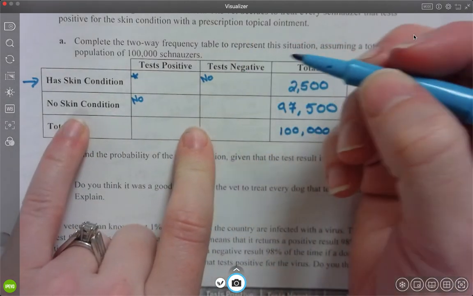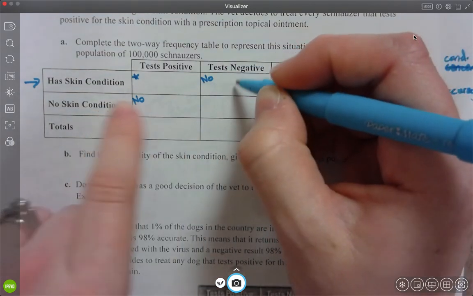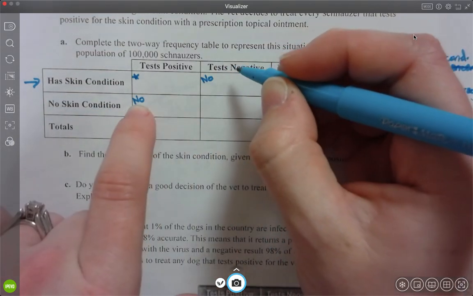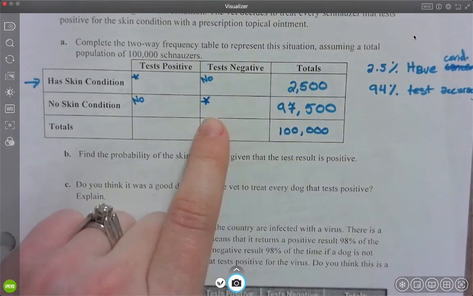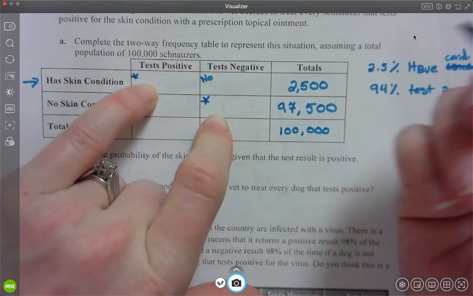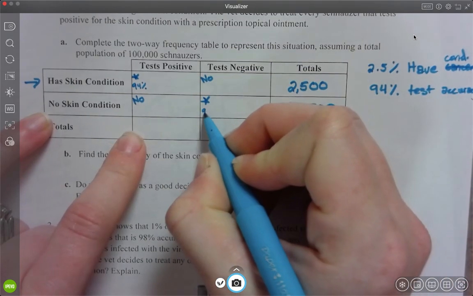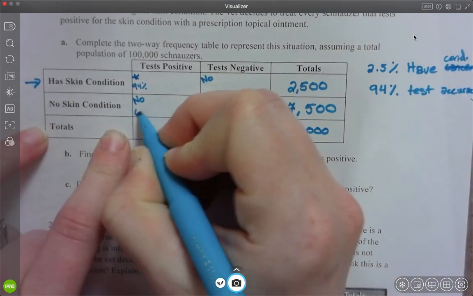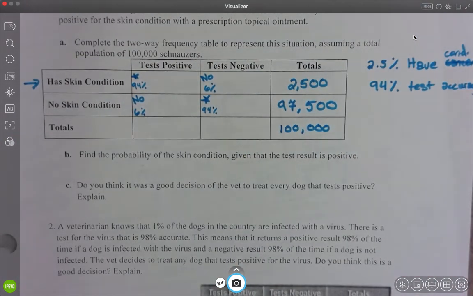And if they don't have the skin condition but test negative for it, where this column and this row come together, no skin condition, those people should test negative. So this is what should happen, okay? Now, the truthful things that should happen, 94% of the time, right? And then 6% of the time, it's going to do what it's not supposed to be doing, right? The test is not doing what it's supposed to be doing, okay?